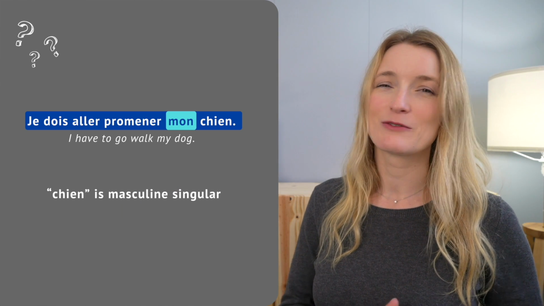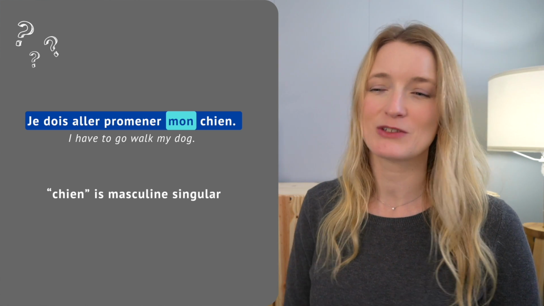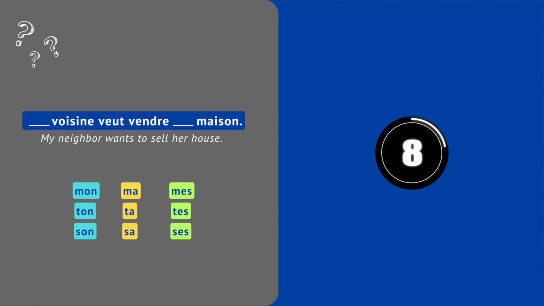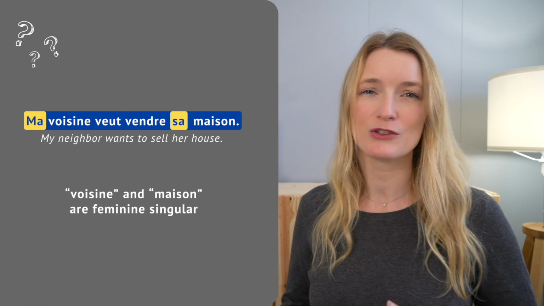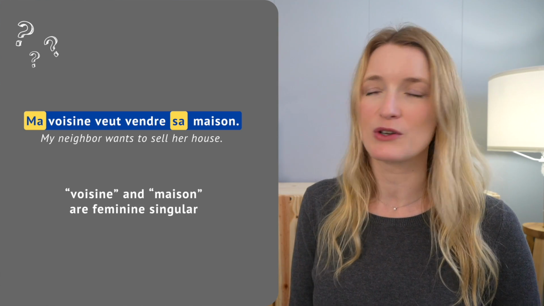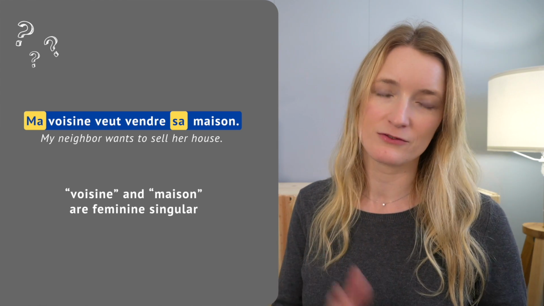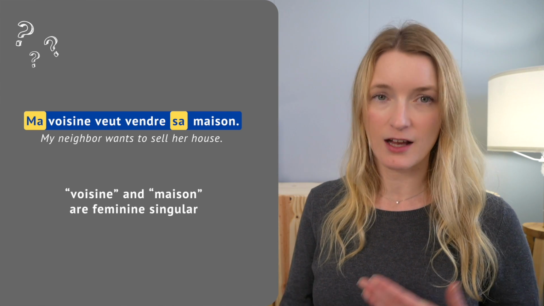For this one we have je dois aller promener mon chien. Mon chien. Chien is a masculine noun, so mon chien. Very easy. For question 8, we have ma voisine veut vendre sa maison. Double one here. Both the nouns voisine and maison are feminine singular. So ma voisine veut vendre sa maison.